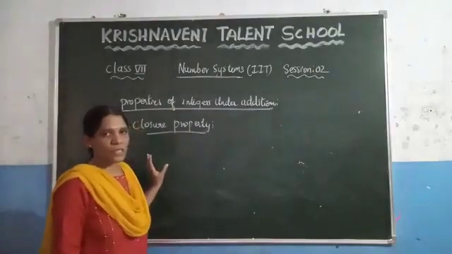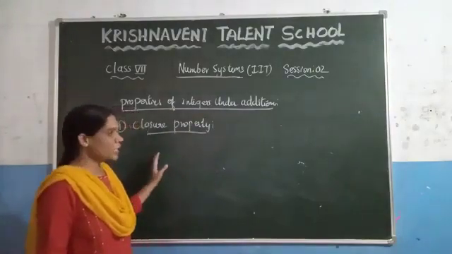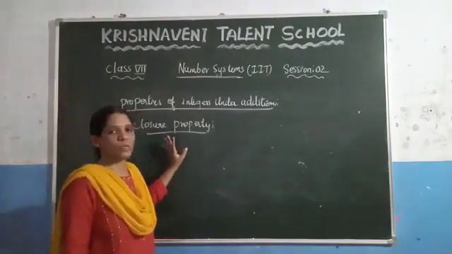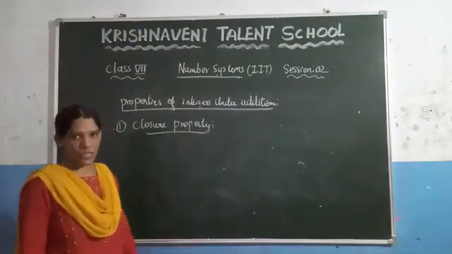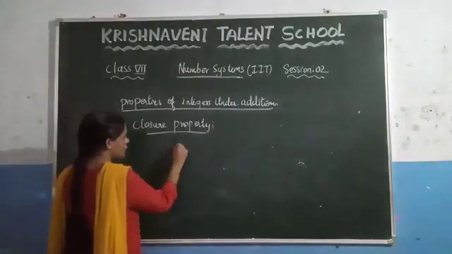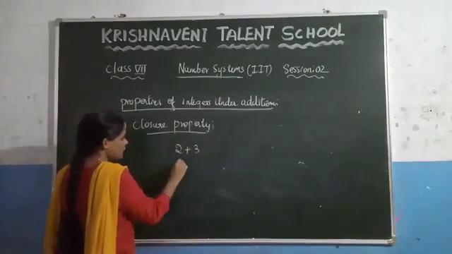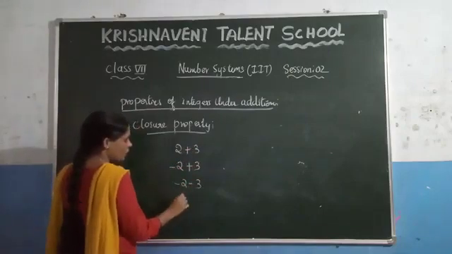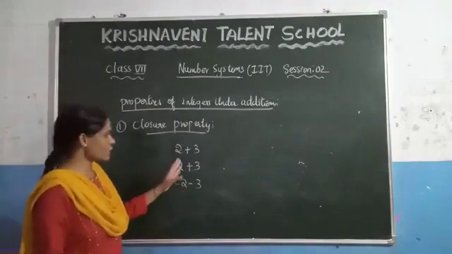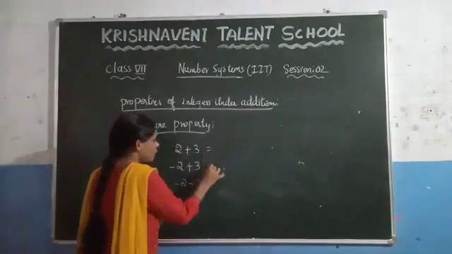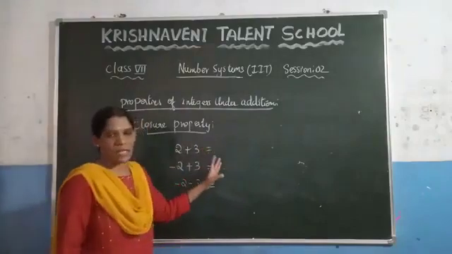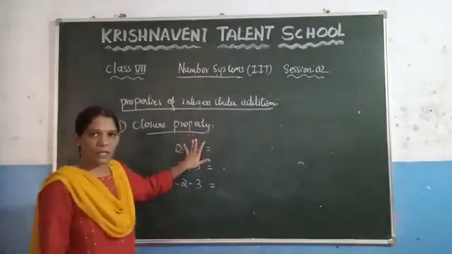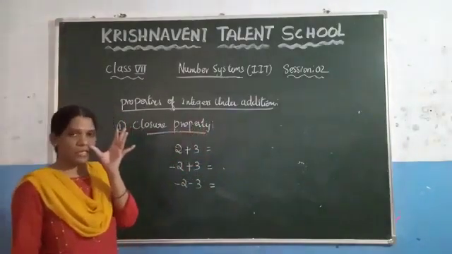Here in the closure property you need to take two integers, and if you add those integers the result should be an integer. Then we can say that the closure property holds good under addition of the integers. For that you need to take two integers. Let us consider 2 plus 3, minus 2 plus 3 and minus 2 minus 3. Let us check whether the answer is an integer or not. If the result is an integer, we can say that the closure property holds good under addition of the integers, otherwise it is not.